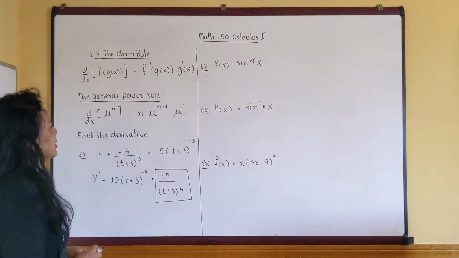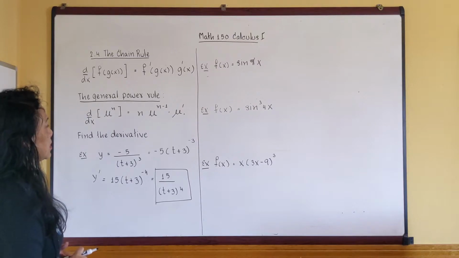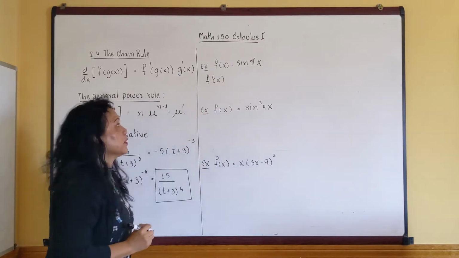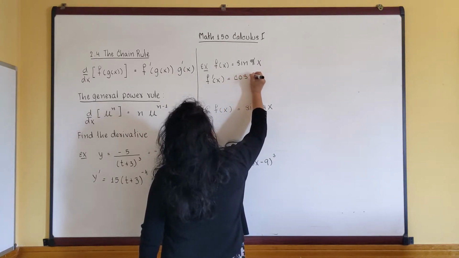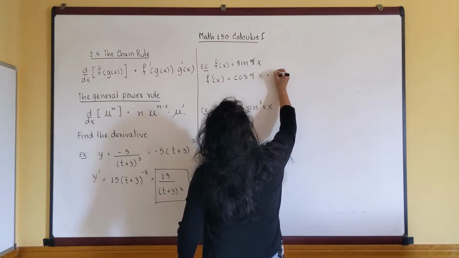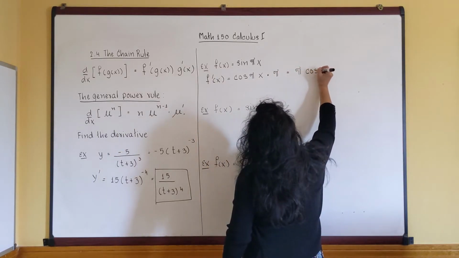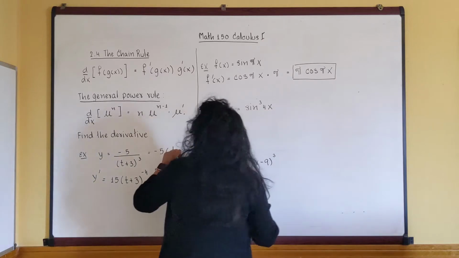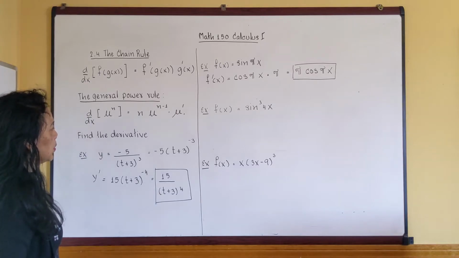Alright, let's look at the next one. I have f of x is equal to sine pi x. I want to take the derivative of this. So the derivative of sine is cosine, and then I have this pi x, so the derivative of that is pi. That is pi cosine pi x. Again, I apply the chain rule here. Right? Now let's look at the next one.